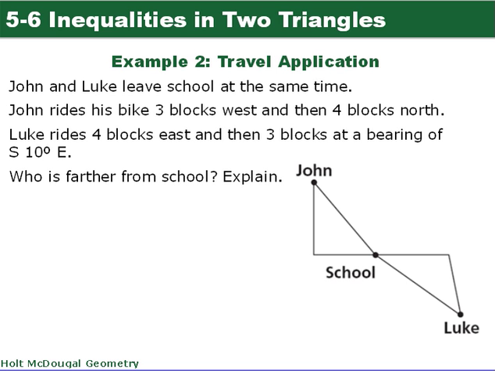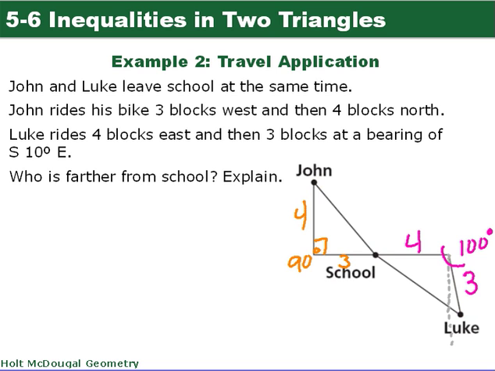Here's our next example. We have John and Luke leaving school at the same time. John rides his bike 3 blocks west and then 4 blocks north. Luke rides his bike 4 blocks east, and then he heads south 10 degrees east. A little bearings going on here. Who is further from school, and explain that.